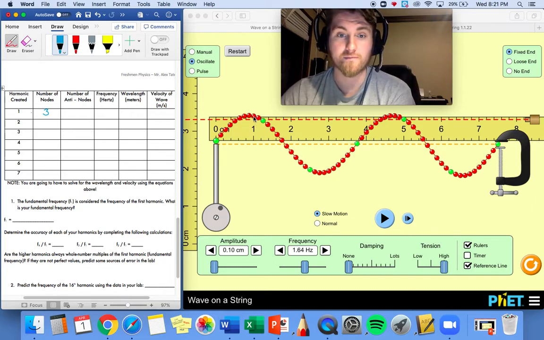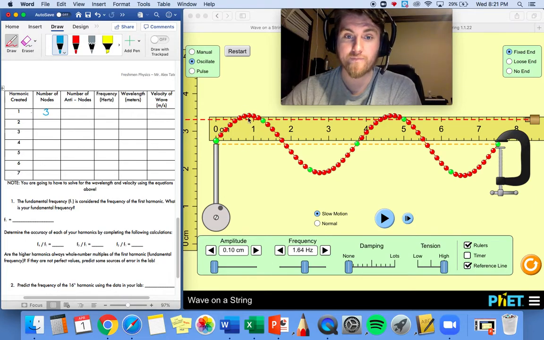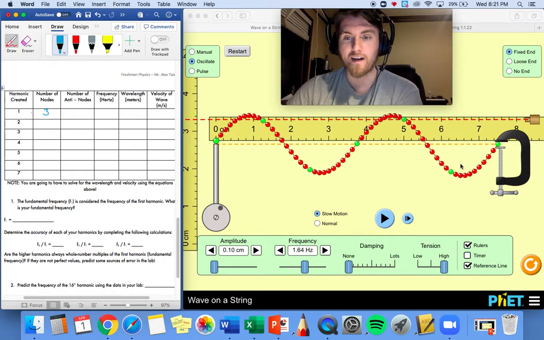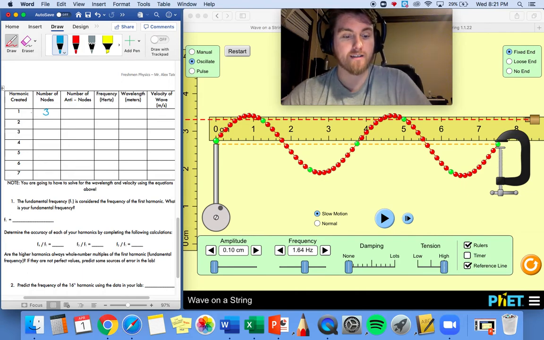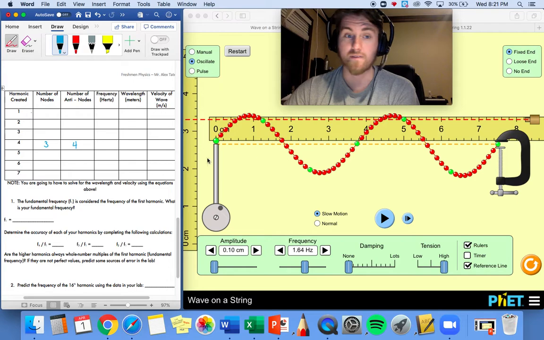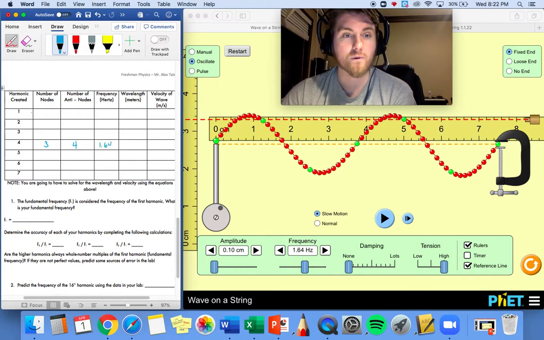Then antinodes. My antinodes, I have 1 here, again, highest amplitude possible, 2, 3, and then 4 over on the side. So you have to start thinking, if it's 4 antinodes, then I did not create the first harmonic. 4 antinodes is going to be the 4th harmonic. So I would then write, let me get rid of that 3, and I would say 3 nodes and 4 antinodes for this specific harmonic. And then my frequency would be 1.64 hertz.